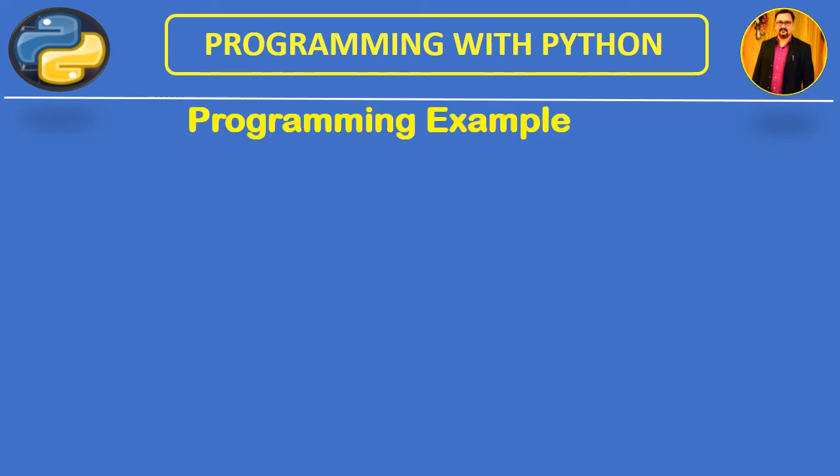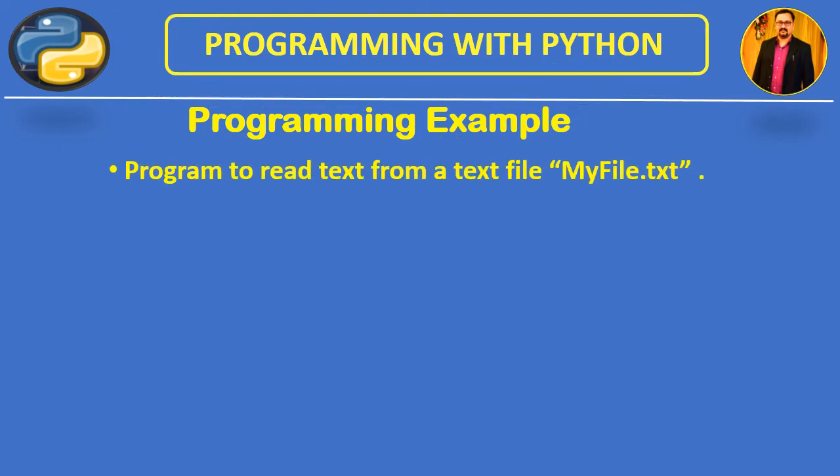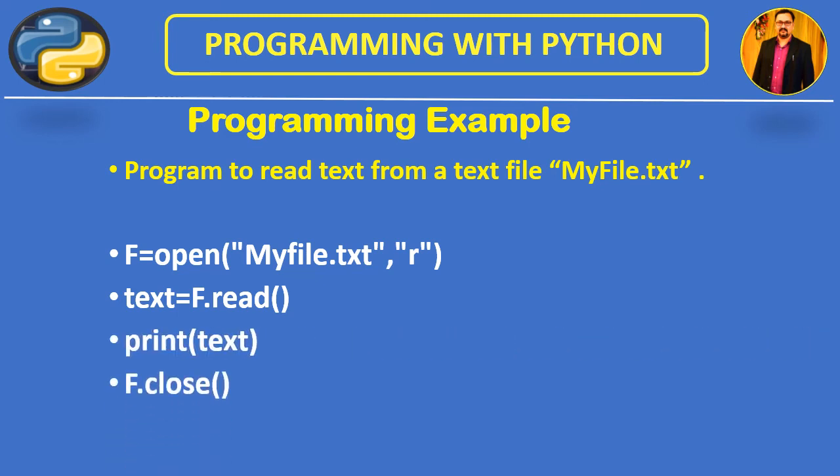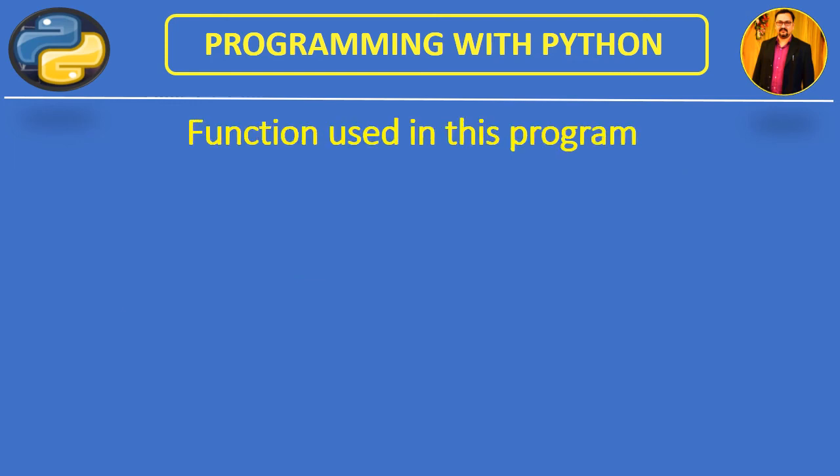We can understand it in a better way using this next example. You can see here, program to read the text file. f equals open MyFile.txt R. This will allow you to open this file in reading mode. Then text is the variable here again, and f.read. This function will read the text from this MyFile.txt file, and the last one, print the text and then close the file at the end. So this will allow you to read the text file which you have stored earlier.